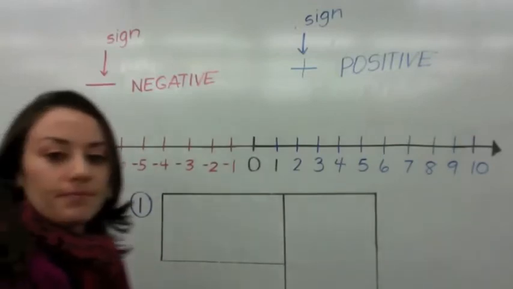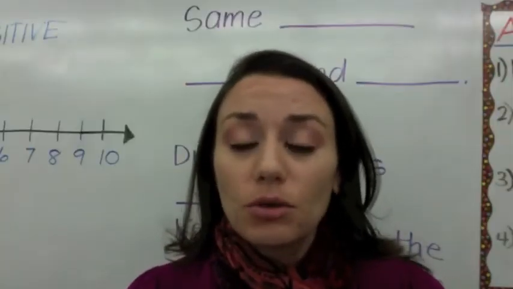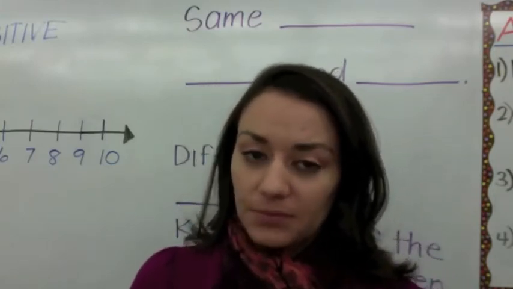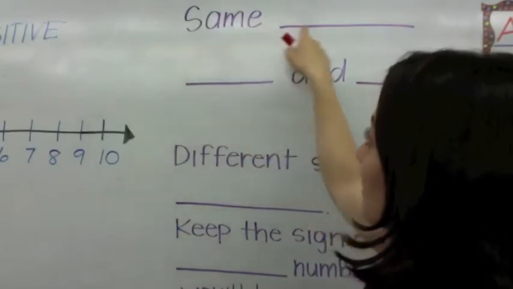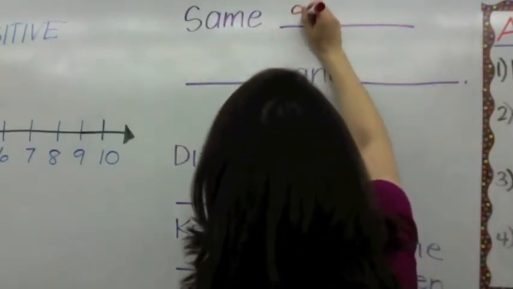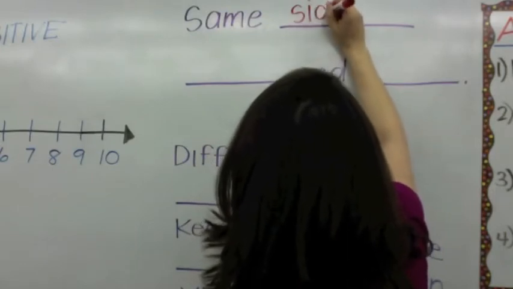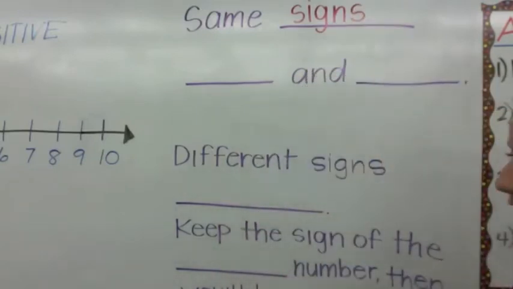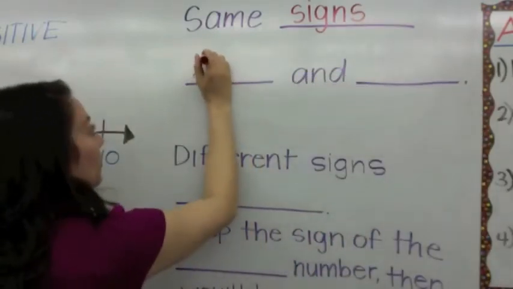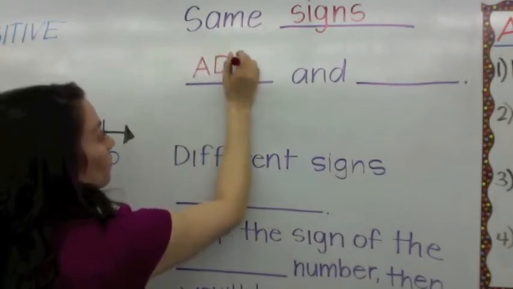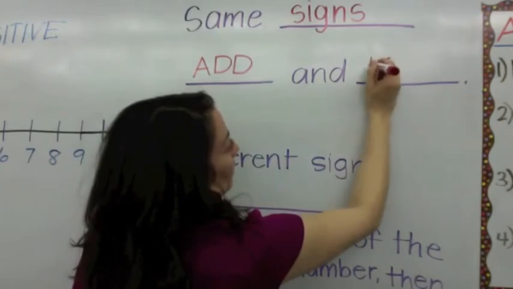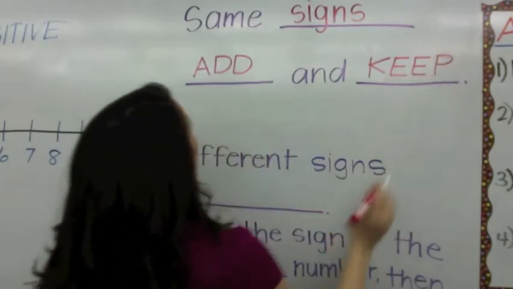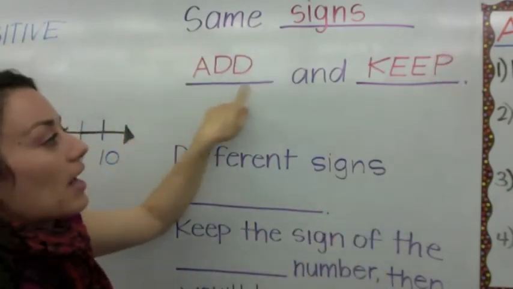All right, very good. So we're going to go over a little song that's going to help you to remember how to add integers without a number line. And it goes like this, okay? Same signs. If the numbers are both positive or both negative, what you're going to do is add them together and keep their sign. So you say this as same signs, add, and keep.